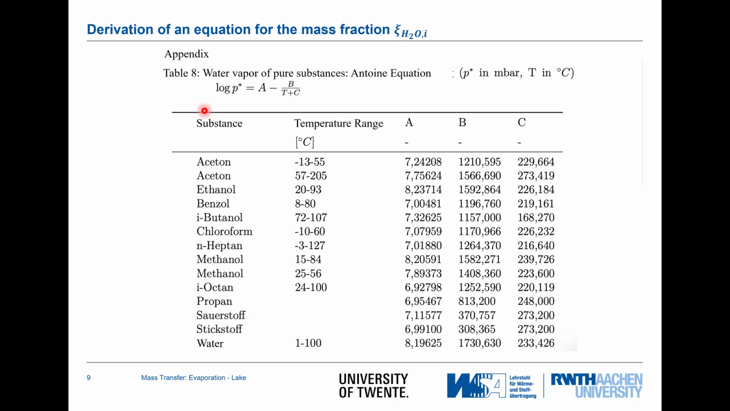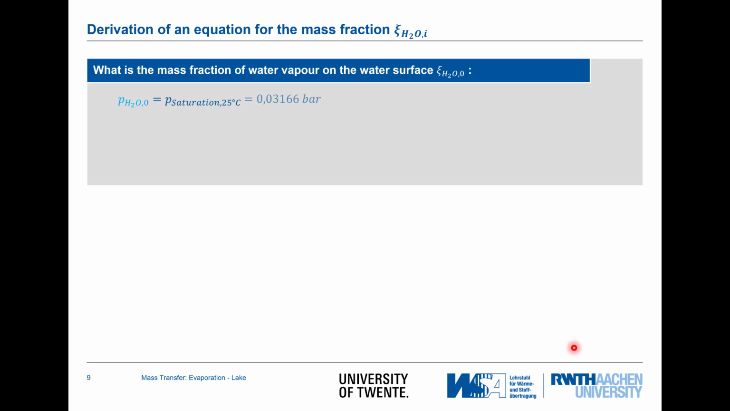In our case, in the appendix, we have here a table, but not of values. We have an equation listed. That's the Antoine equation, which carries 3 constants and the corresponding temperature for which you want to estimate that. And you see down here, there are for water in the temperature range between 1 and 100 degrees centigrade these constants. So we use this and can now calculate the saturation pressure at 25 degrees centigrade as 0.03166 bar.